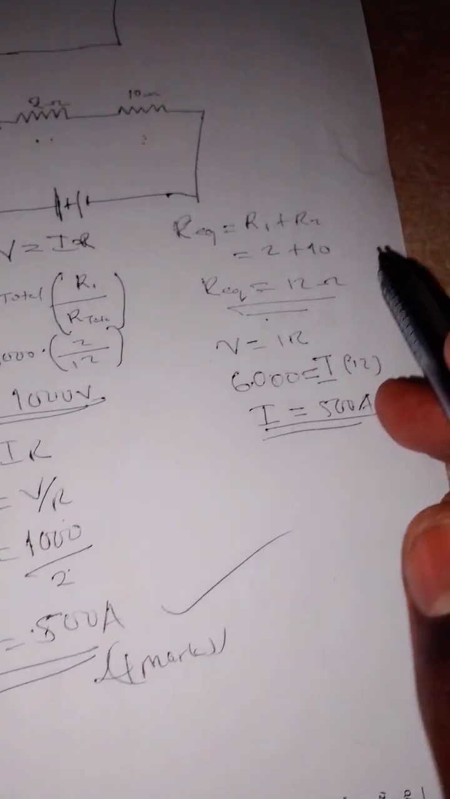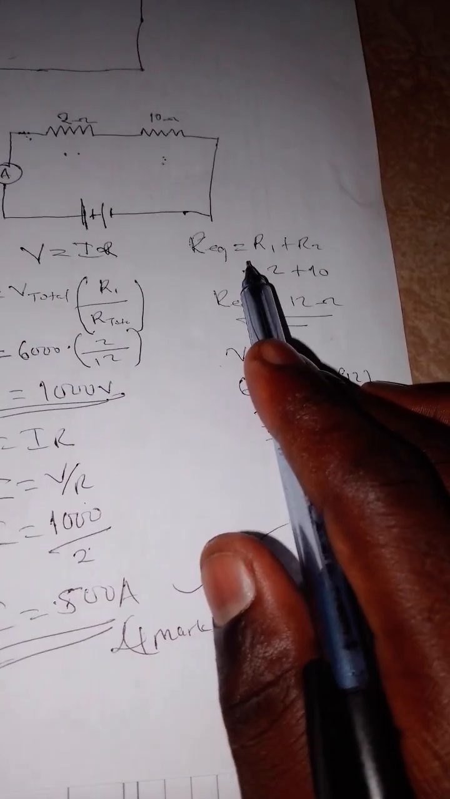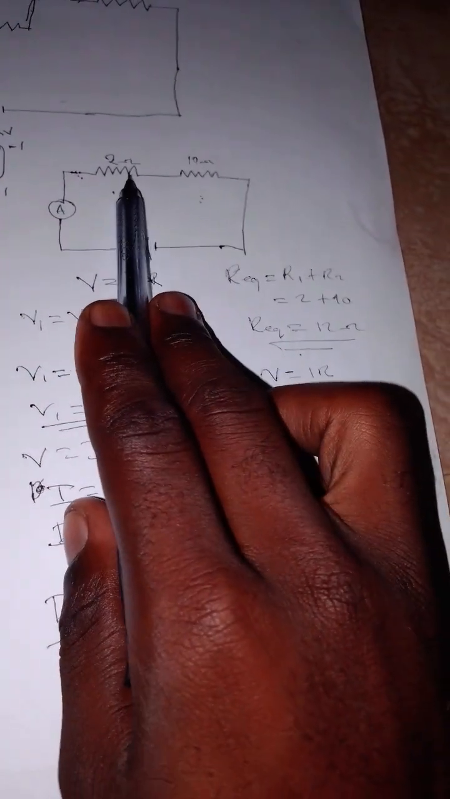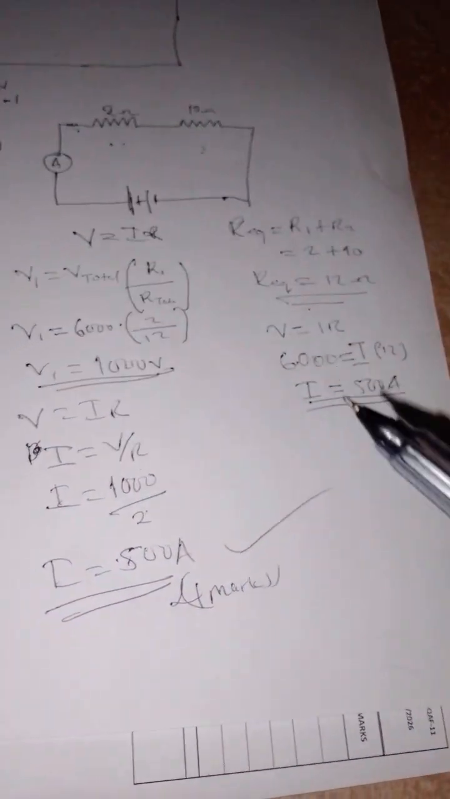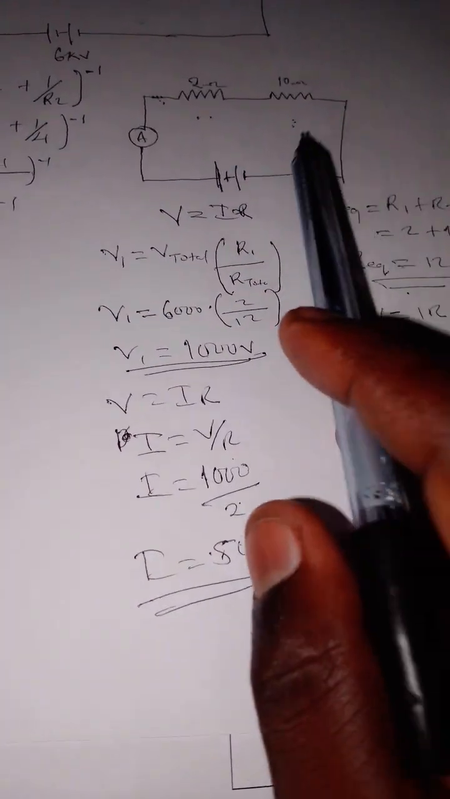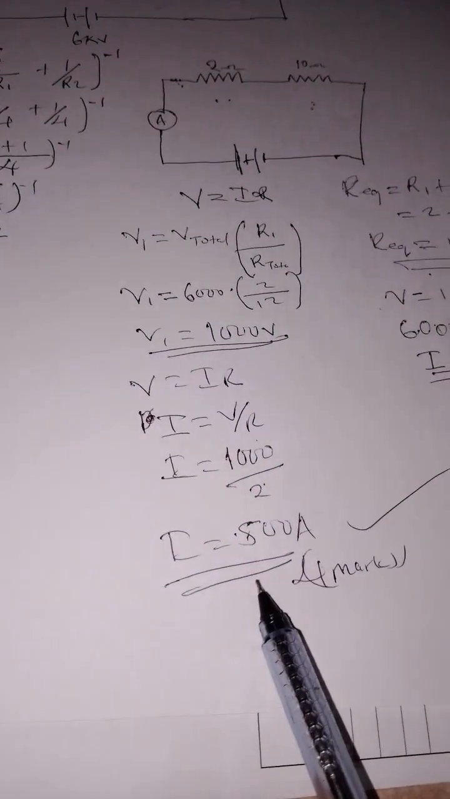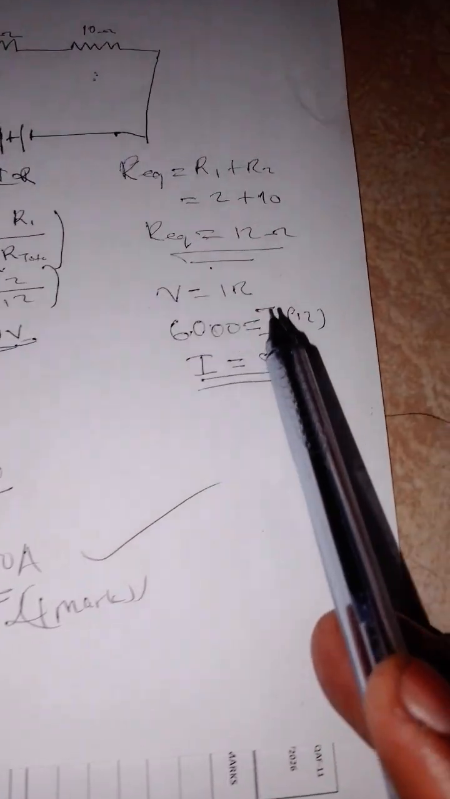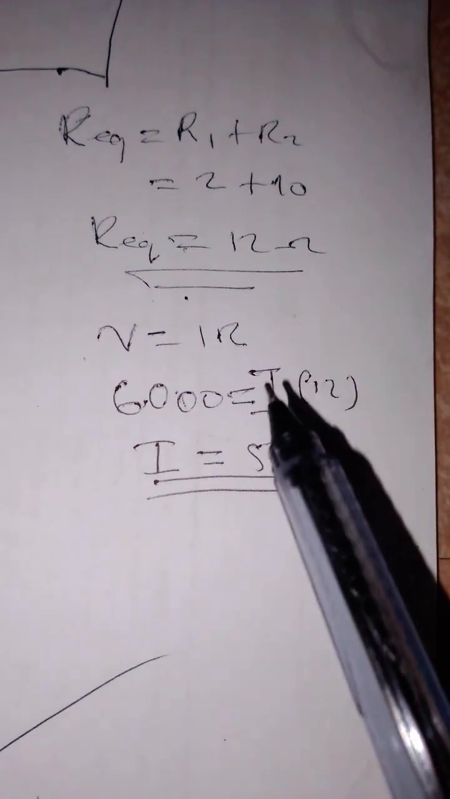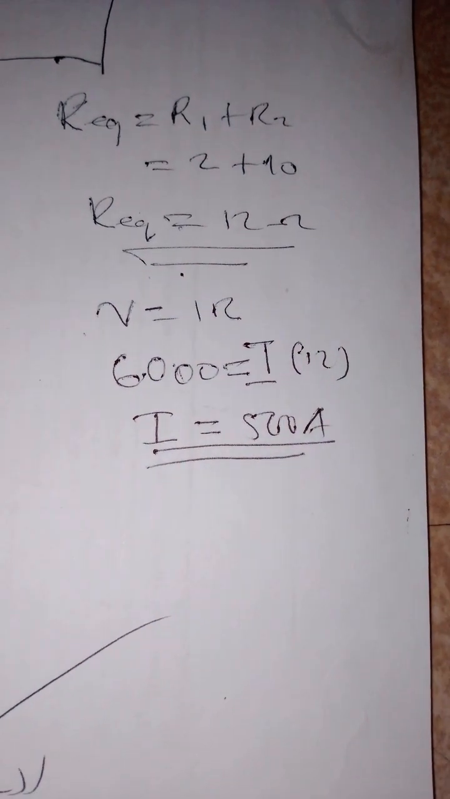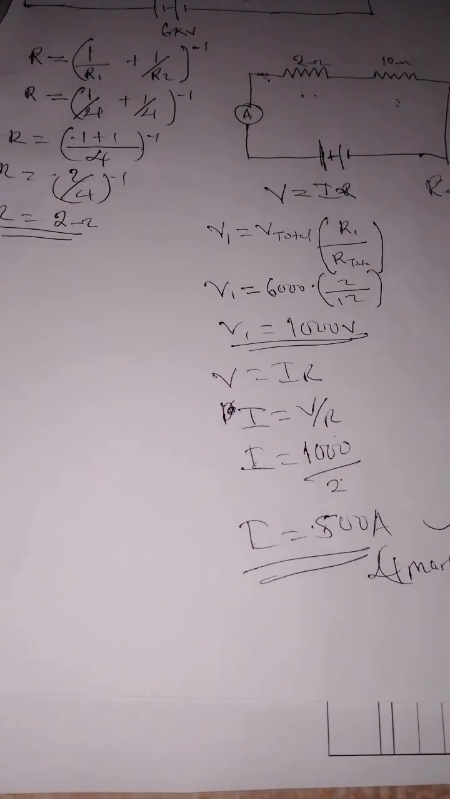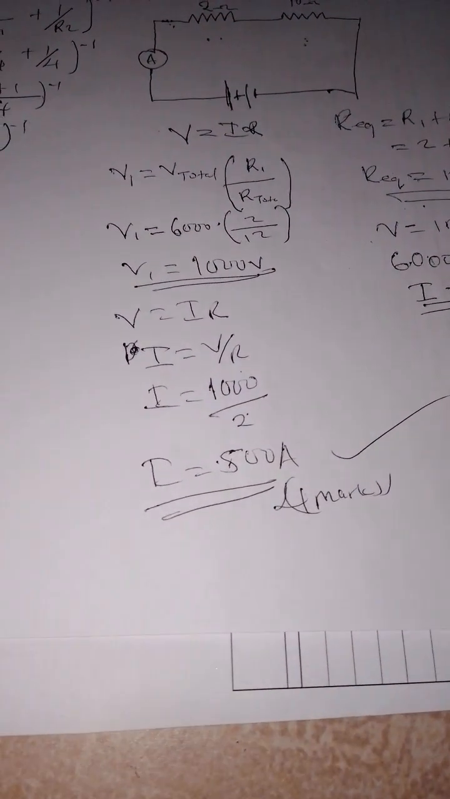Or the other way is to find the equivalent resistance between these two. This plus that. We know that the current in series is just the same. So if this is 500 ampere, even this one is, that's why we can prove using this. It is one and the same. So that's how you find it. You get the 4 marks like that.